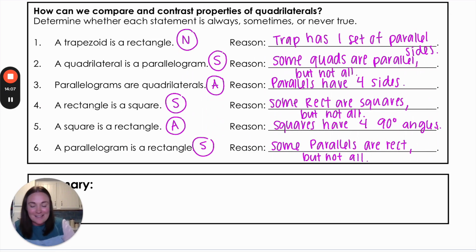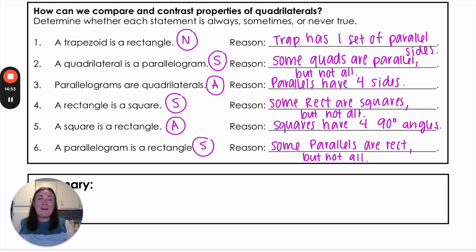So a rectangle is sometimes a square, right? We were going down on that family tree. So some rectangles are squares, but not all of them. On the other side, though, number 5, a square is always going to be a rectangle. So a rectangle has 4 90-degree angles. A square always has 4 90-degree angles. So that is always true. And our last one, a parallelogram is sometimes a rectangle. Again, we are going down this time. So some parallelograms can be rectangles, but they could also be a rhombus. They could also just be a regular old parallelogram. So it's not always going to be true.